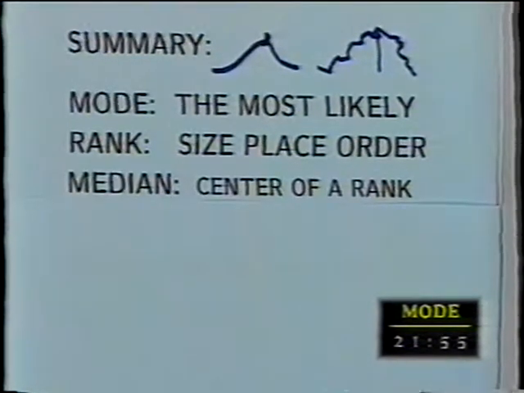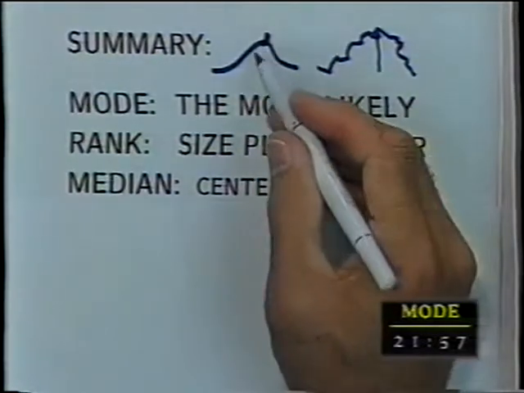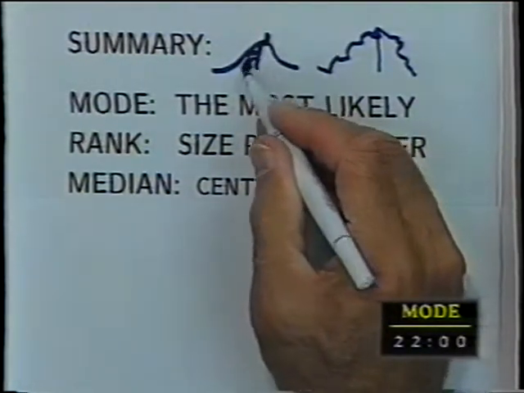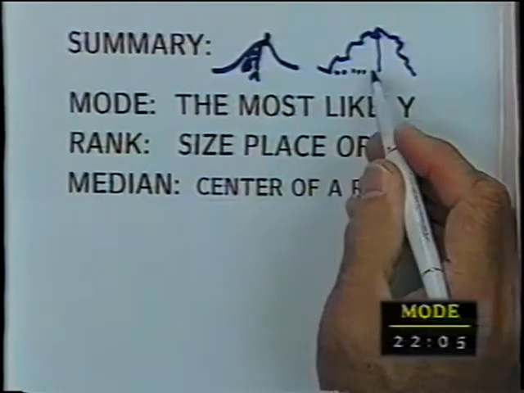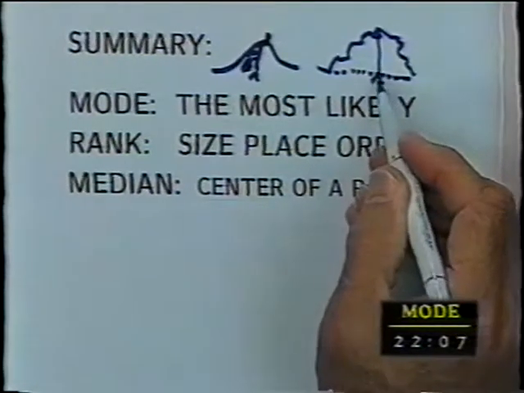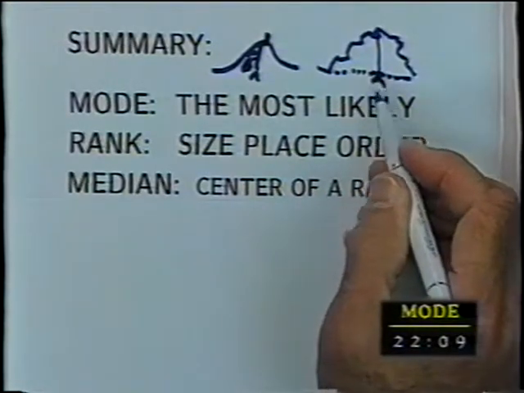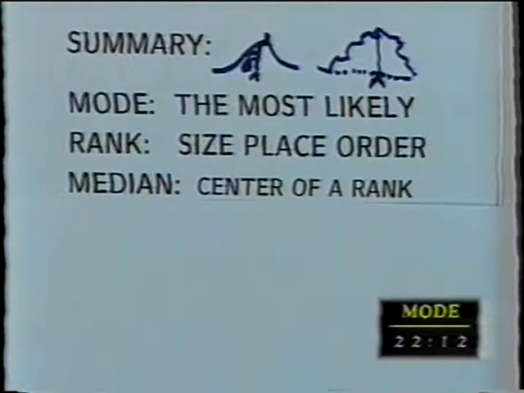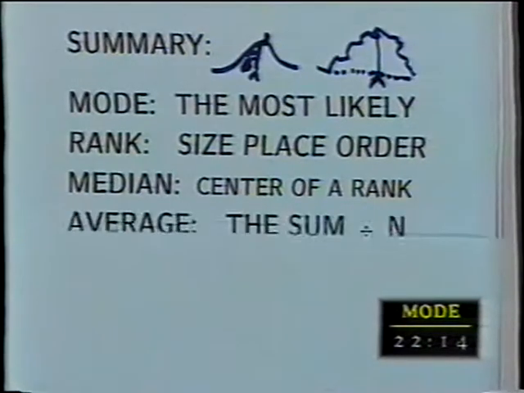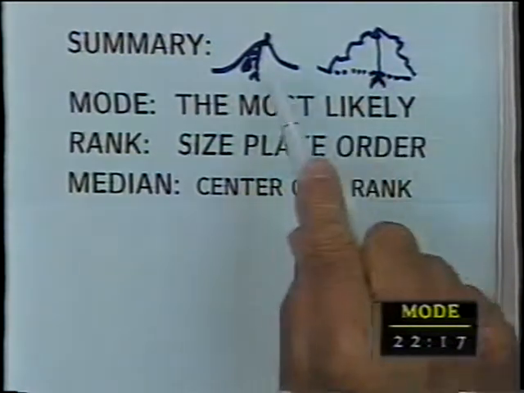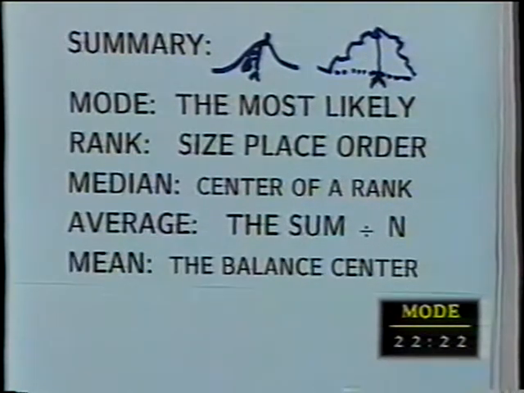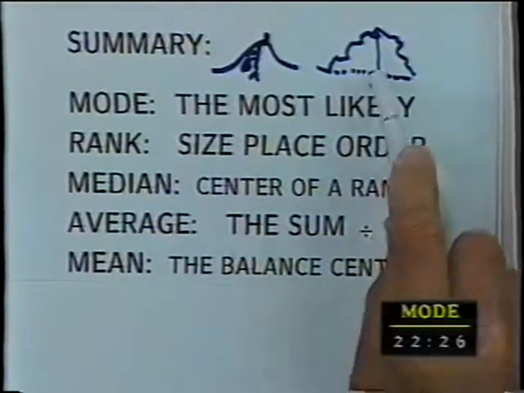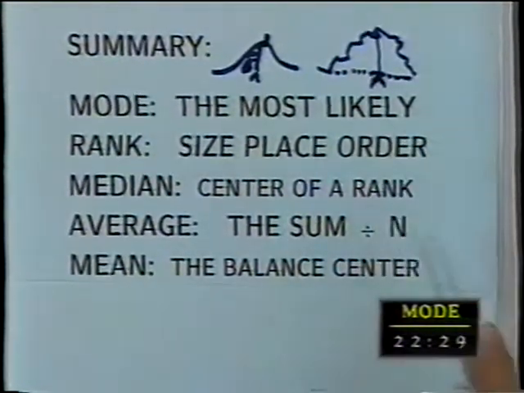The median is the center of the rank. Now again, the center of the rank is where 50% of the data is on one side of it. That would be the median up there in heaven. And if you take all the data, put them in size, place, and find the one in the center, or if you have two, the two in the center, that would be the median of the data here on earth. And of course, all earth values are estimates of all heaven values. The average is the sum divided by n, and the mean is the balance center of all the data. And the average is the balance center of our data here on earth, which happens to be the sum divided by n.